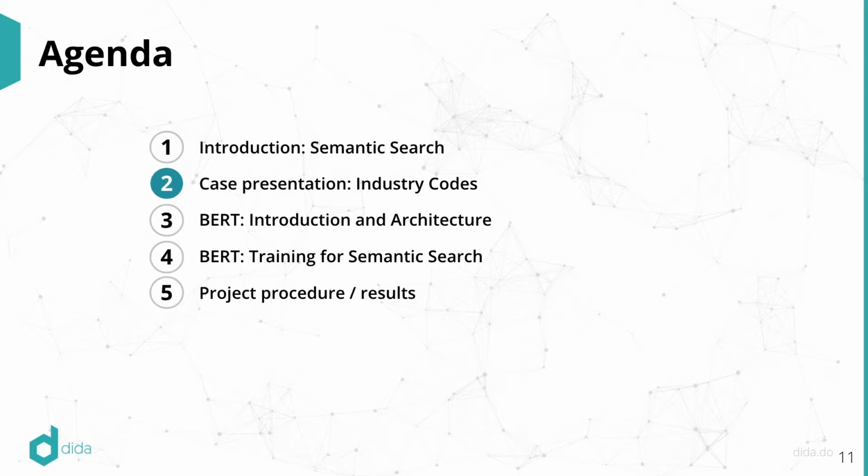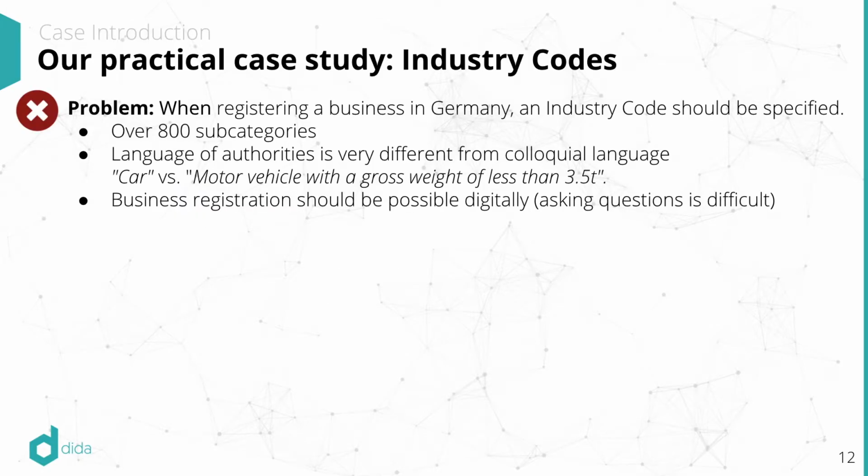So now that we know what semantic search is, we can look at our practical case study, which is called industry codes. So let me explain the problem to be solved first. When citizens want to register a business in Germany, they should specify something called an industry code. There are more than 800 different industry codes, and it's very hard to know which industry code is the correct one for your business.